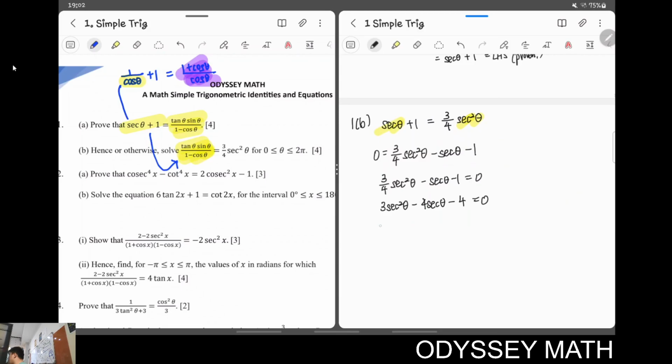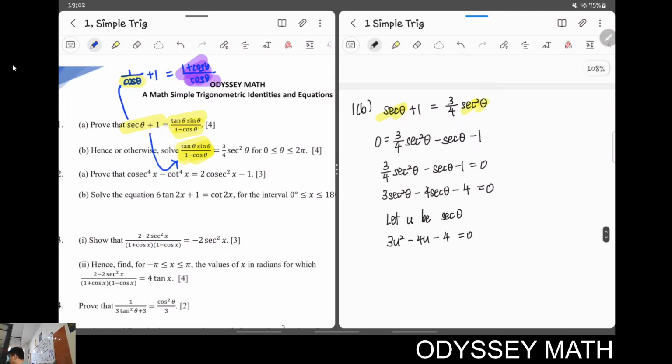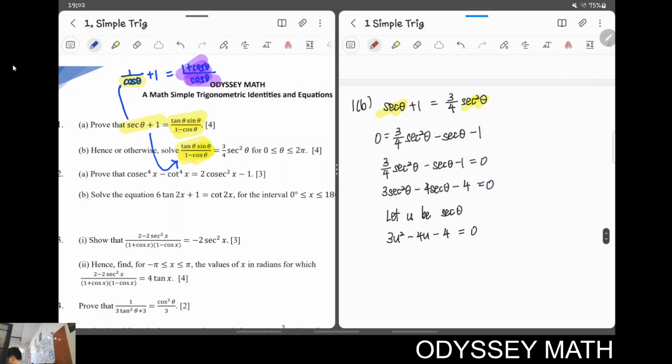And then here, for the sake of easier representation of our equation, you could do this, which I would advise you to, but for the stronger students, you can just straight away factorize. But I would propose that you do this is better. Let u be secant theta, so that this transforms to 3u squared minus 4u minus 4 equals to 0. But that being said, to go back to my point earlier, you can straight away factorize. So some of the students will do this in their working, perfectly fine. They will write like that. So let's factorize this. We have (u minus 2)(3u plus 2) equals to 0.